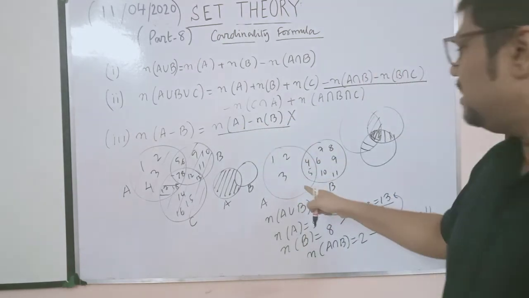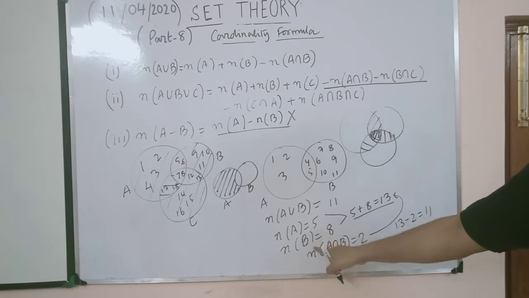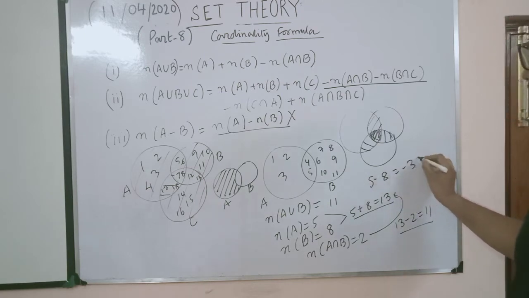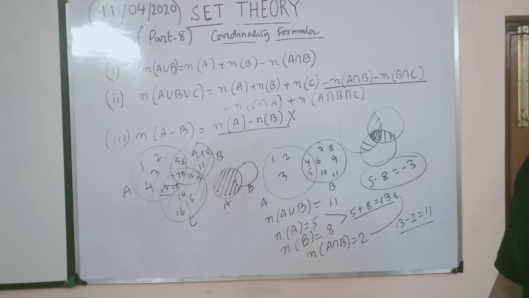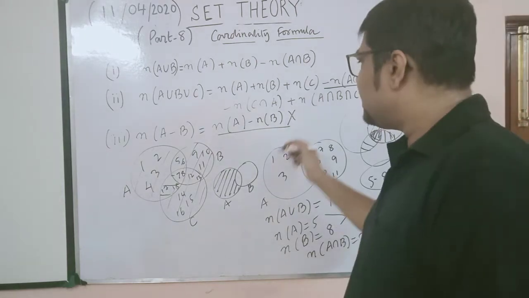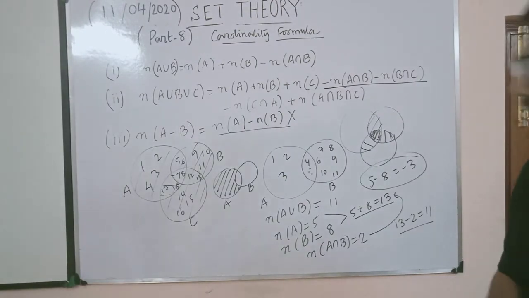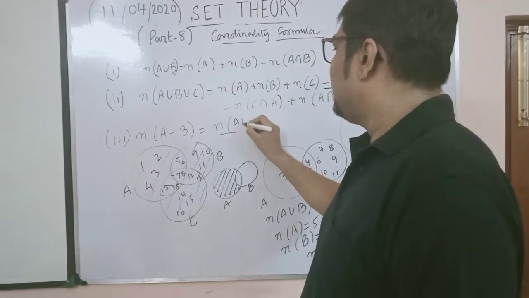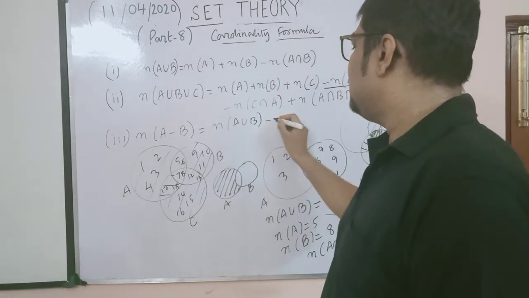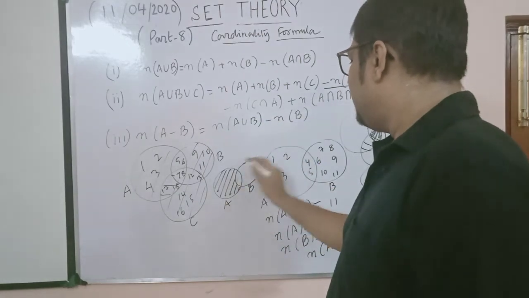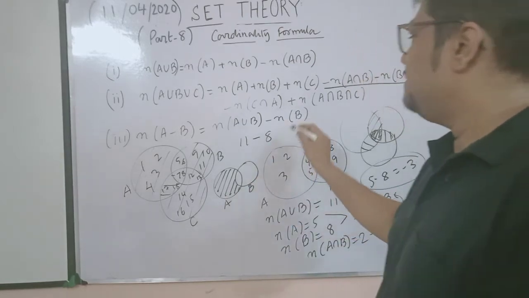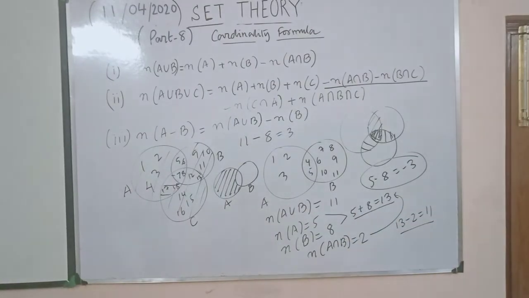Why so? Look at it. Na is how much? 5. Nb is how much? 8. So if you do 5 minus 8, then it becomes minus 3, which is not correct. Instead of writing this, we have to write n of a union b minus nb. Then it is correct. n of a union b is 11, and when you subtract 8, that is nb, you get 3. So that becomes correct. So these are the cardinality formulas you get as per situations.